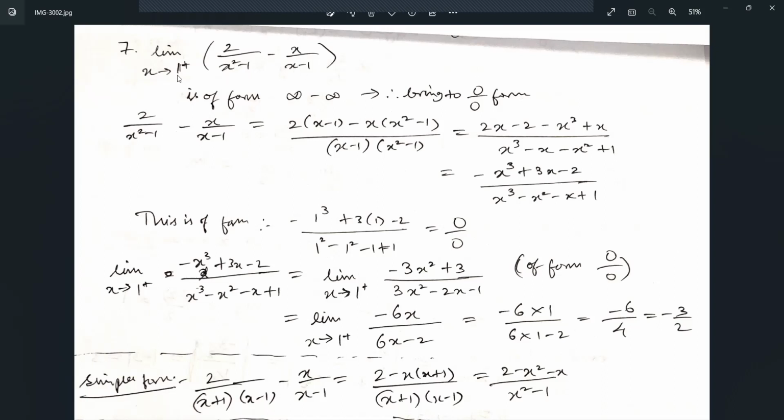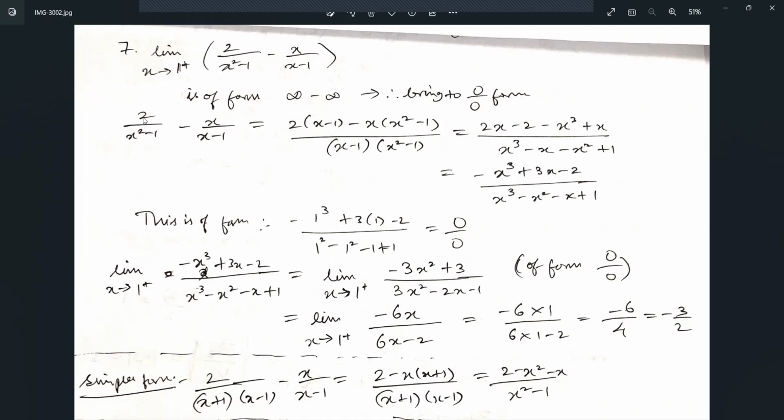So when we substitute x to 1, we have the form 2 by 0, or infinity, and the second term is also like 1 divided by 0, which is infinity. So it is of the form infinity minus infinity. To apply the L'Hopital rule, we have to bring it to the 0 by 0 form.